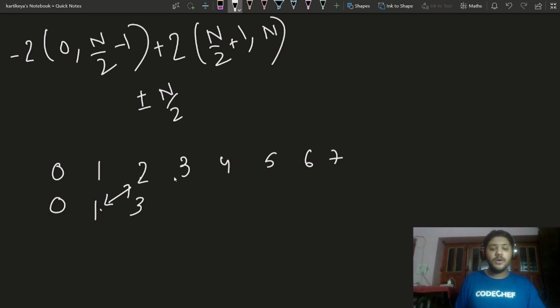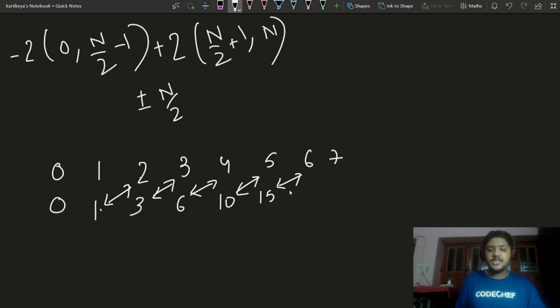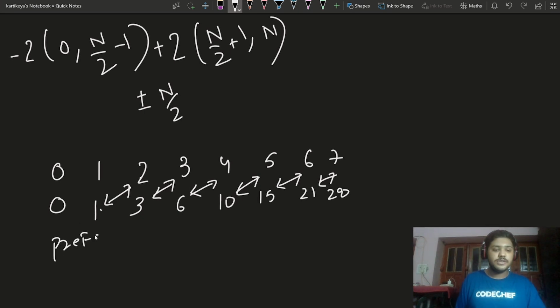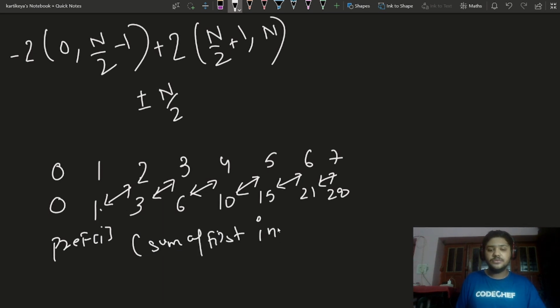Now this would be equal to the previous value plus the current element. So this would be equal to 6. This would be equal to the previous value plus the current element. So 10. Now 10 plus 5 would be equal to 15. Now 15 plus 6 would be equal to 21. Now 21 plus 7 would be equal to 28. So what does prefix of I indicate? Prefix of I indicates the sum of the first I numbers. Okay.